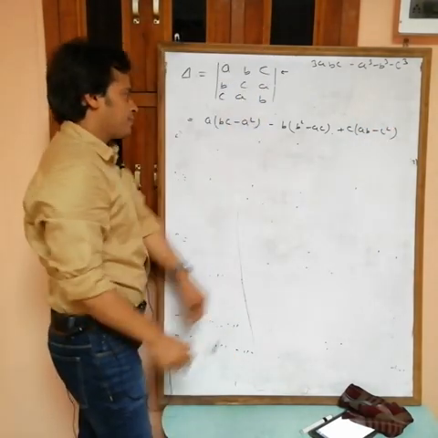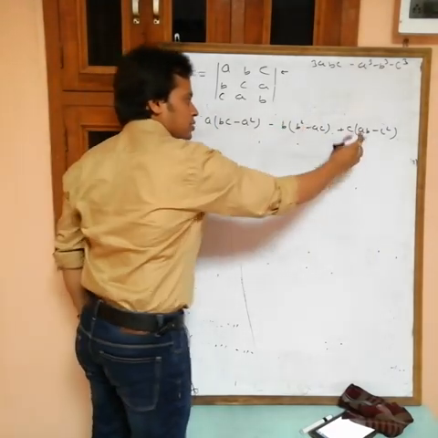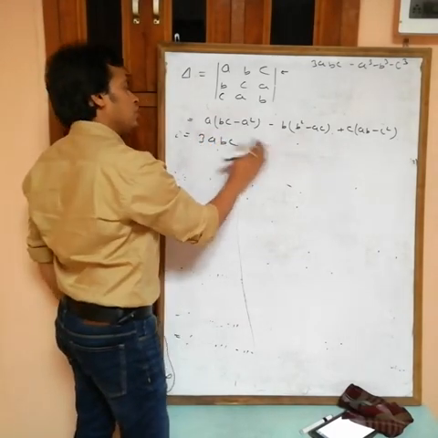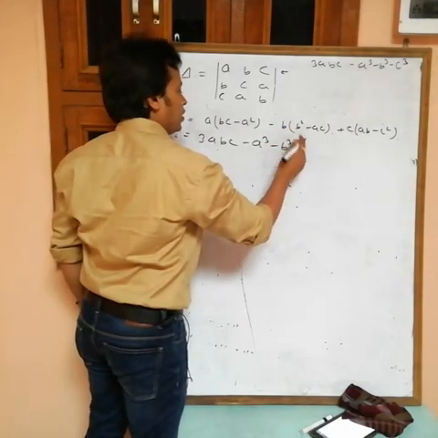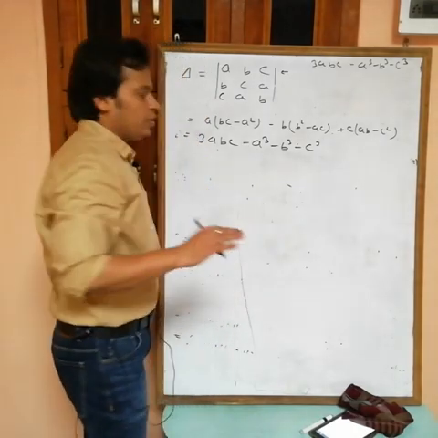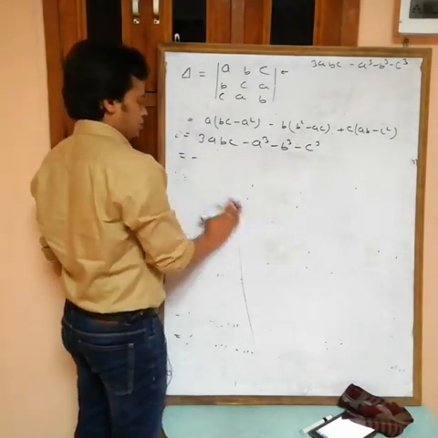Okay. Now see, plus abc, plus abc, plus abc, 3abc, minus a cube, minus b cube, and minus c cube. Okay, and one minute, also remember one thing. If you take common minus, then what you will get?